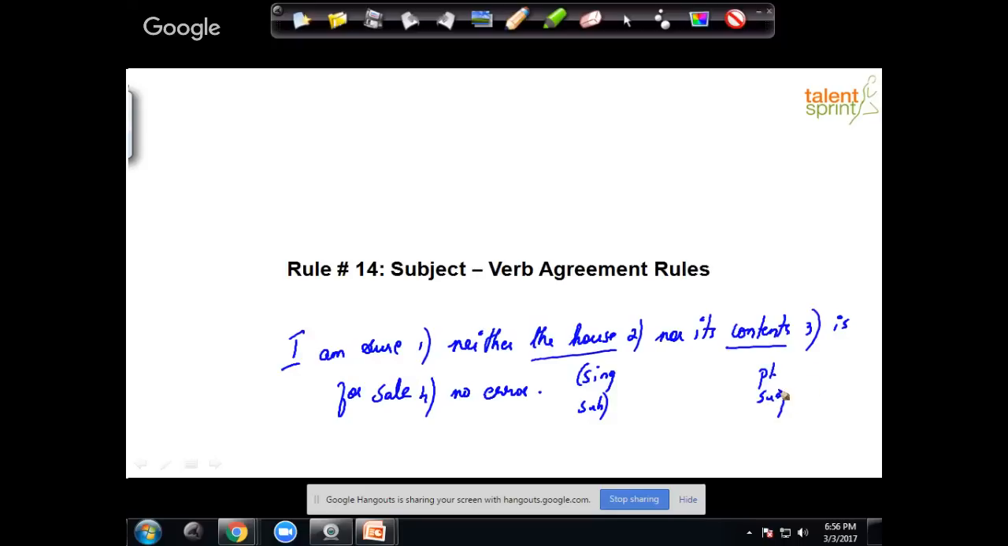Gunjan, finally one correct. Which means another rule for subject-verb agreement is when you have neither nor and there are two subjects, the verb will agree with the nearest subject, right? So this has to be changed to are, right? So subject-verb agreement rules, there are lots of rules. You just need to be familiar with all of them.